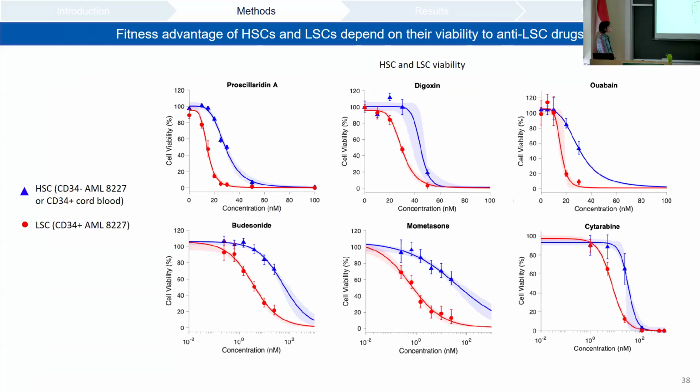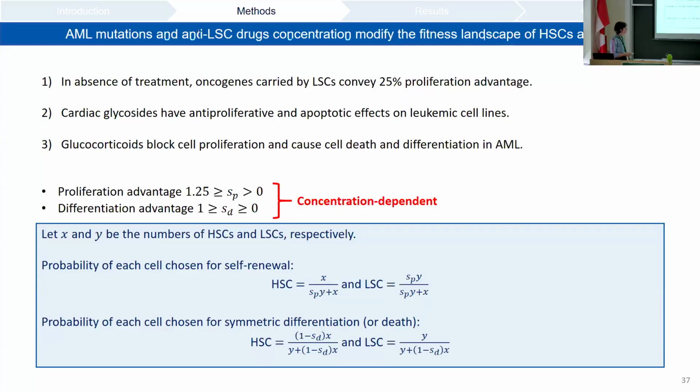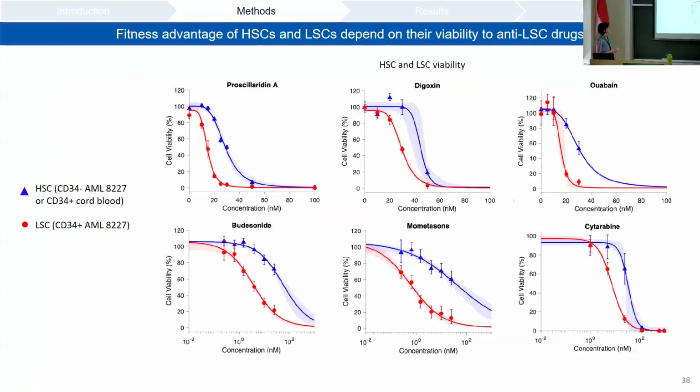So for us to find the specific term for the different weight factors, what we did is that we use our cell viability curves that we have. So on the graph here, I have the cell viability for the HSCs in blue and the LSCs in red. And we fitted a Hill function to our data. And the shaded area is the 95% confidence interval made by bootstrapping.